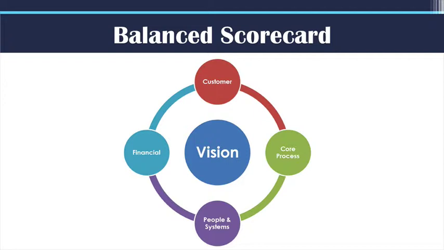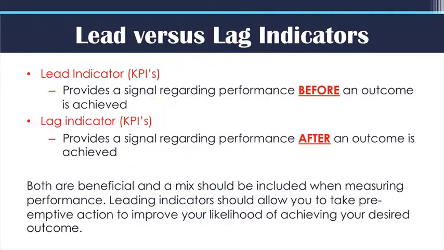But a great way to use this model is to say, well, let's set some KPIs in each of these areas. So we've got 4 areas. Let's set some KPIs in them and let's do them. Now the challenge is the lead indicators, people and systems and core processes, are much harder to do than the lag indicators around financial and customer. So that's the only challenge. So use your balanced scorecard as a framework to build your KPIs.